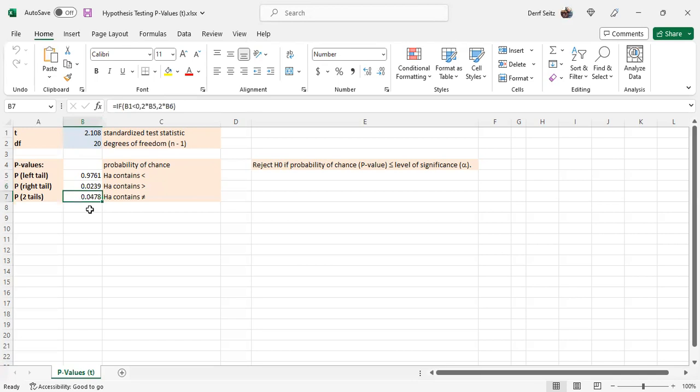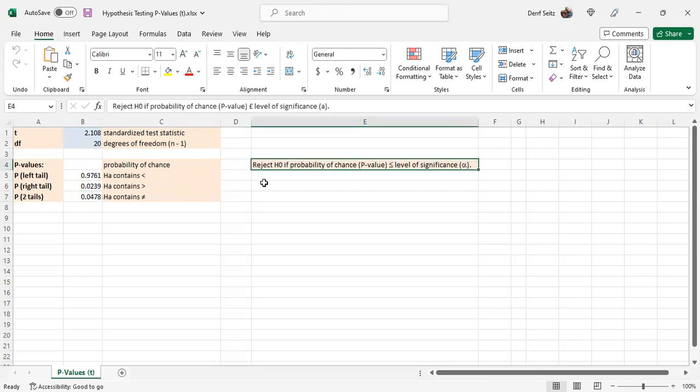And the two-tailed test is a conditional. If B1 is less than 0, then it's 2 times B5, which is the left tail value. Otherwise, it's 2 times B6, which is the right tail value.